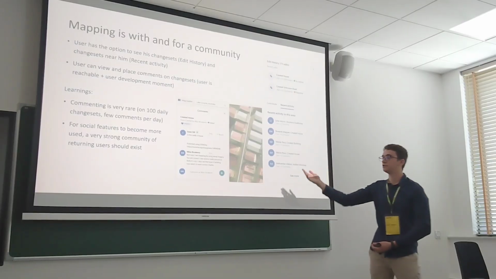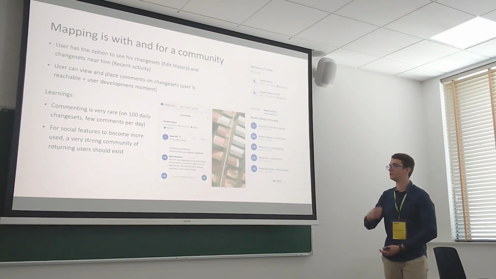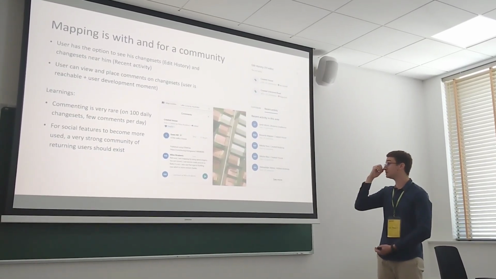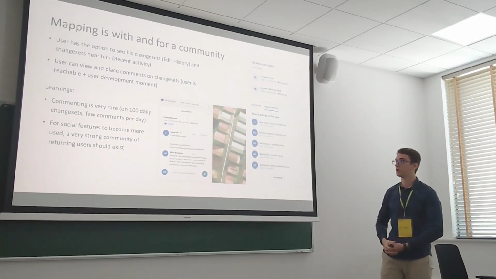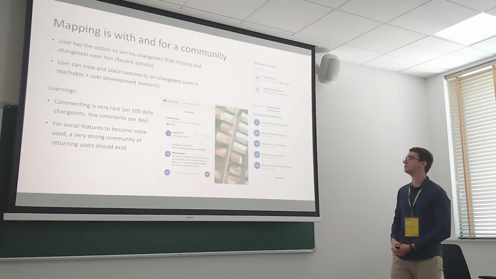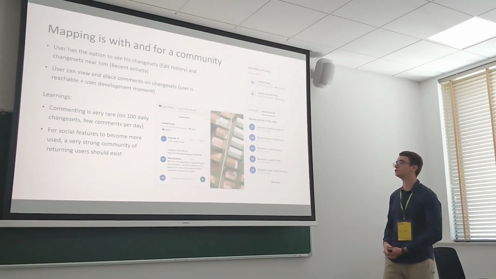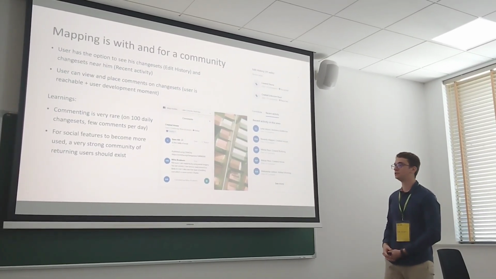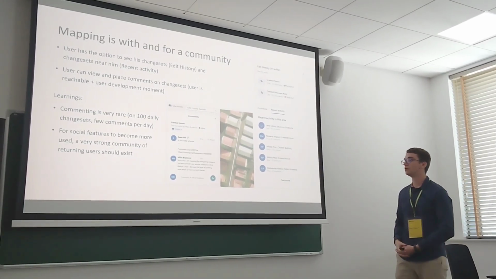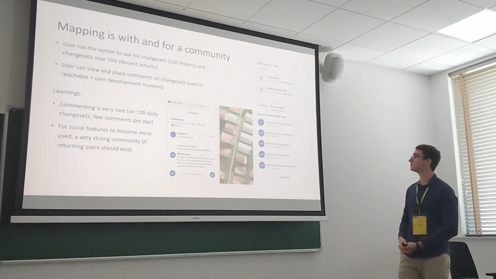And as I previously talked about, this is also an educational moment. So someone commenting and saying, hey, this could be done better, and then a user doing this. And so our learning was that actually commenting was very rare. So something like 100 daily change sets, maybe a few, maybe 1 or 2. And for social features to become used, which is in a way what we're calling this set of features, there needs to be a really strong community of returning users that would actually use this and so on. And so some of the features, we think we actually did it before their time.